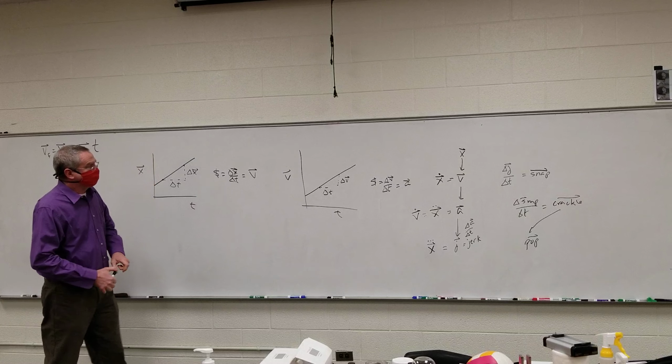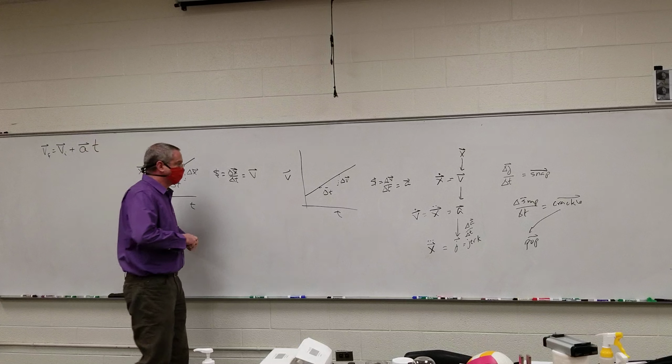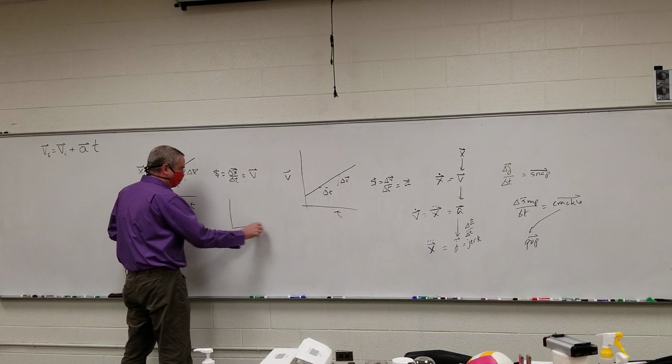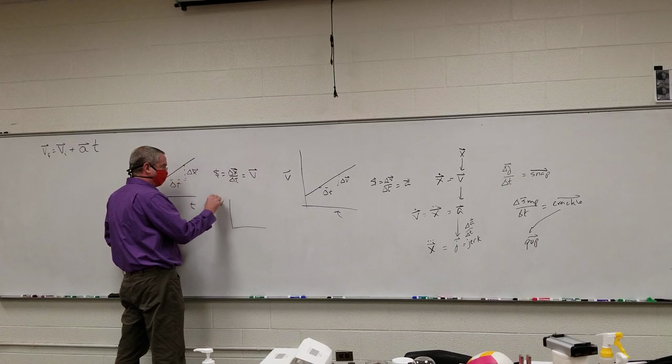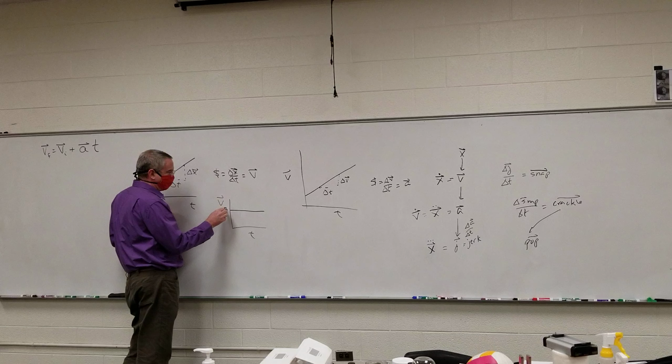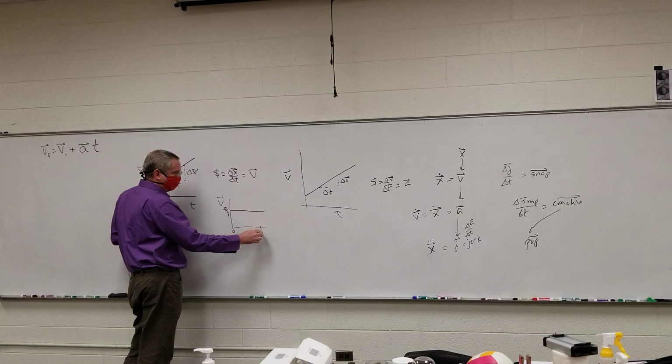All right, so let's work backwards. Let's just start out with a simple velocity time graph. Let's assume that the velocity is constant. Let's throw numbers into this. Let's make this 50 meters per second, from time 0 to time 6 seconds.